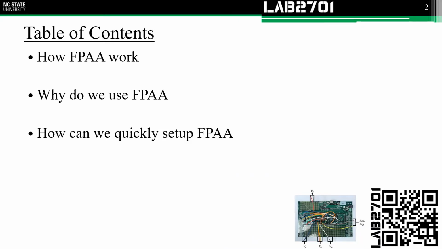This is our topic for today. As you can see, here is the table of contents. It's divided into three different sections. How does FPAA work, and why do we use FPAA? Are there any advantages of using FPAA, and what disadvantages might it have? And how can we quickly set up FPAA so that you can start to simulate some simple circuit models in the FPAA simulator?